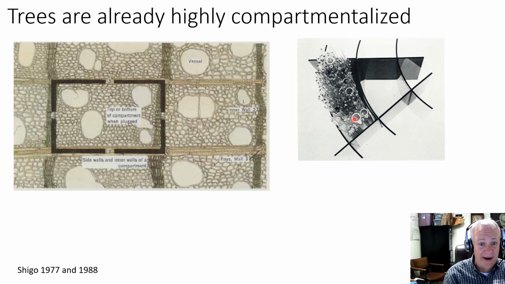So Shigo said these barriers are already there. This was a model that he showed where, here are rays and the growth rings, and they're forming a literal box around these vessel elements and fibers. So Shigo said, trees are already compartmentalized, and some of those existing walls already form barriers to the progression or movement of a pathogen through the stem of a tree. So he just formalized some of these existing compartments into walls 1, 2, 3, and 4.